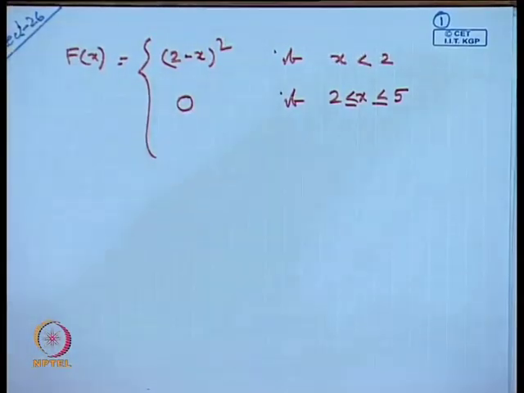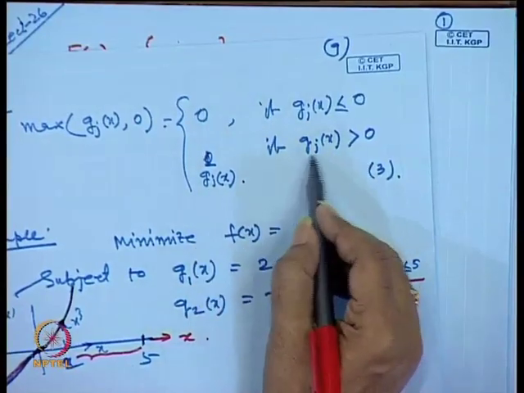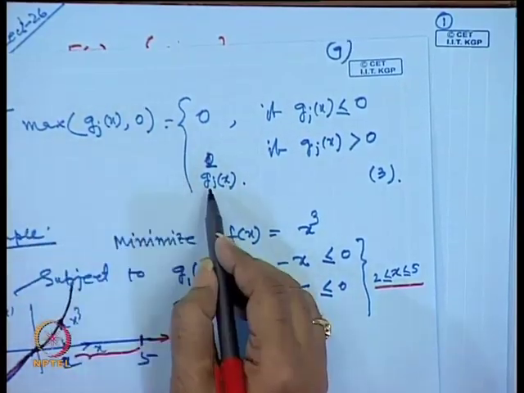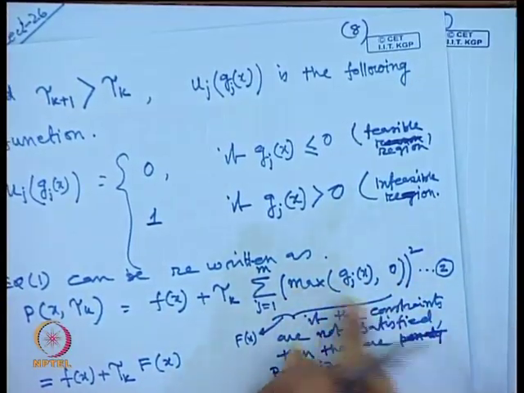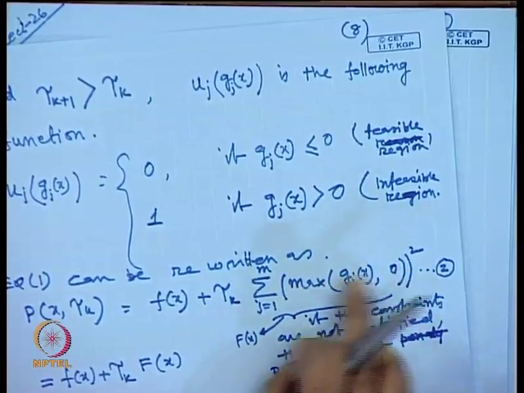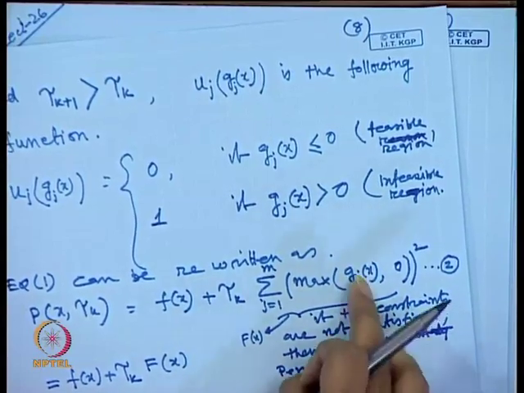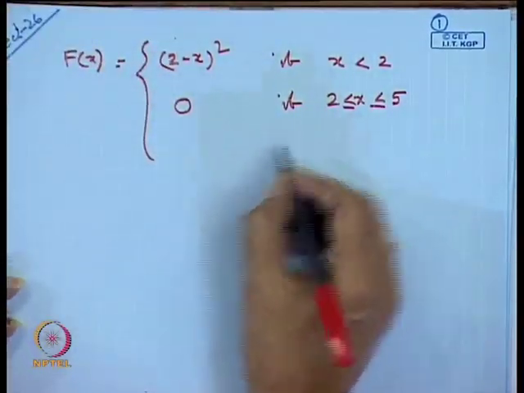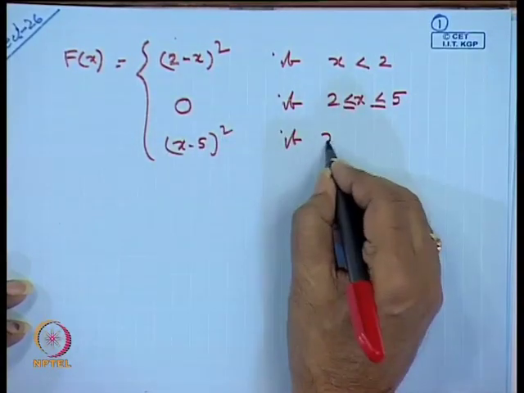0. Because it is the exterior penalty function method, when g of x is greater than 0, it is not in the feasible region. More specifically, the expression is the maximum of 0 and g of x. When g of x is greater than 0, the maximum is g of x, because g of x is a positive quantity now. That is what we have written. In the other region, we can write x minus 5 whole squared if x is greater than 5.